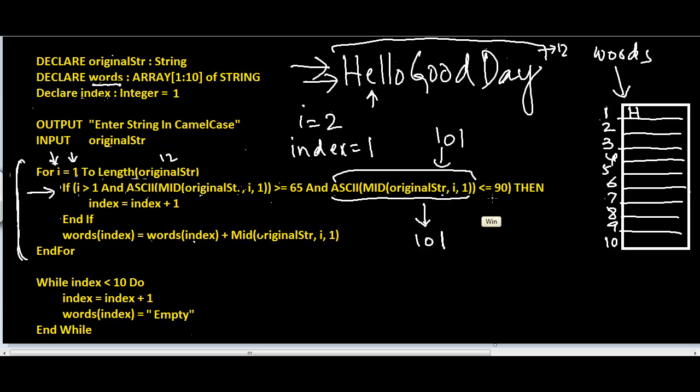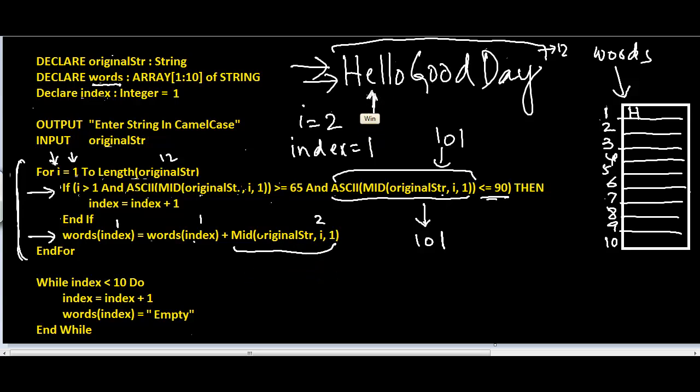And we can see that 101 is not less than or equal to 90. Therefore this if condition is not going to execute, and we are going to come to this instruction within the loop. So this will effectively become words of 1, because the value of index is 1, equals words of 1 plus mid original str comma 2, because I equals 2 right now. So this is now going to return the second character.